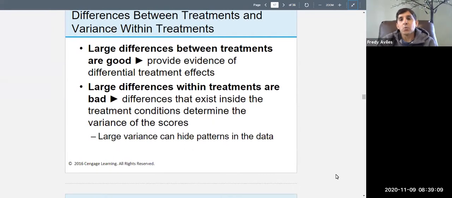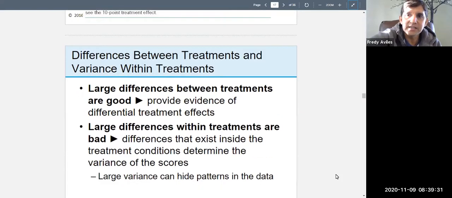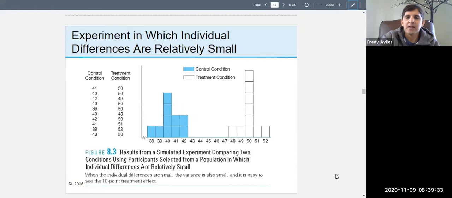But large differences within treatments are actually bad. If there's a lot of variation in your control group and a lot of variation in your alcohol group, that's actually a bad thing. That makes it harder to find a significant difference. Differences that exist inside the treatment conditions determine the variance of the scores. So large variance can hide patterns in the data. Now you can't really see it here because this is the opposite, but if there was a lot of variation in the control group and a lot of variation in my treatment group, then the scores would be all over the place and you would see these two groups overlap a lot and you wouldn't be able to see the difference very well. And I'll show you a visual example of that in a moment.